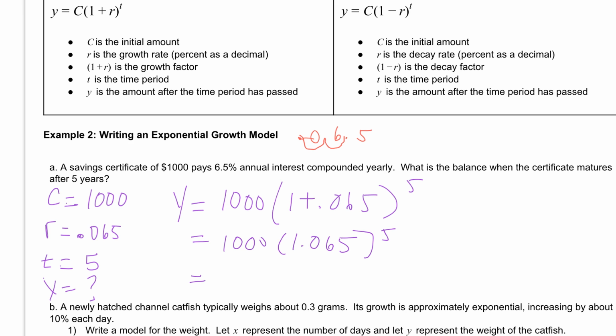If you plugged it into your calculator correctly, we're talking about money here, so we should be labeling our answer with dollars. And we have $1,370.09. So check your rounding, make sure you rounded everything appropriately. If you have questions on letter A, let me know. Otherwise, let's go ahead to letter B.